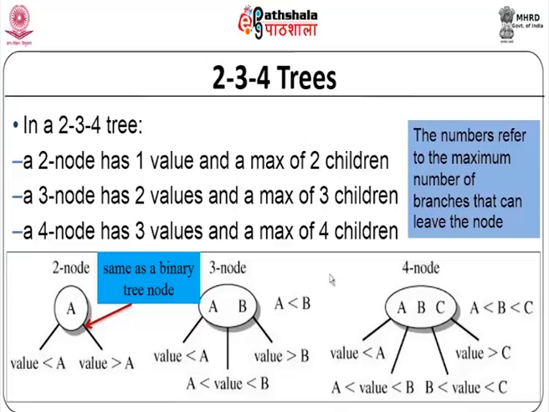The numbers refer to the maximum number of branches that can leave the node. Now, if you take the 2 node, it has only 1 value. So, it is the same as a binary tree node. The value on the left is less than A and the value on the right is greater than A, where A is the root.